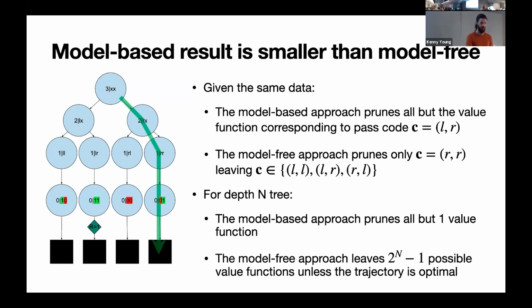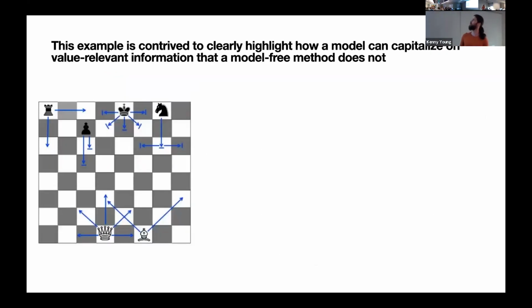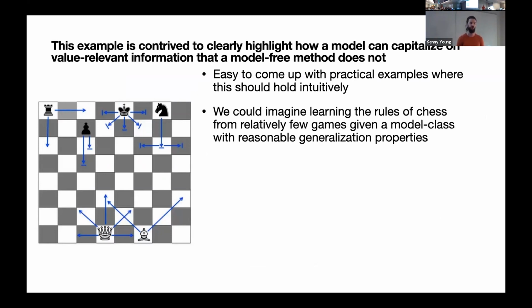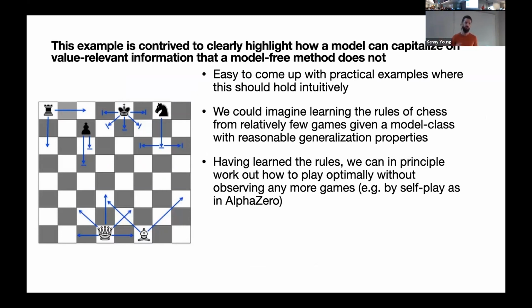Okay, so this example is obviously highly contrived to clearly illustrate how a model can capitalize on value-relevant information that a model-free method doesn't. But it's easy to come up with practical examples where this should also hold intuitively. You can imagine learning the rules of chess from relatively few games, given a model class with reasonable generalization properties. And having learned those rules, we can in principle work out how to play optimally without observing any more games.